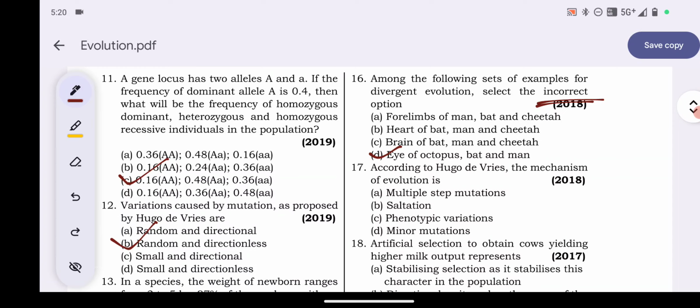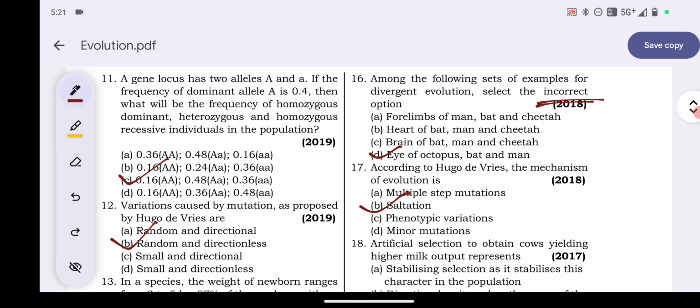17. According to Hugo de Vries, the mechanism of evolution is: multiple step mutation, saltation, phenotypic variation, minor mutation. So here the answer will be option B, saltation. Explanation: Hugo de Vries believed that mutation results in the production of new species, which he referred to as saltation.